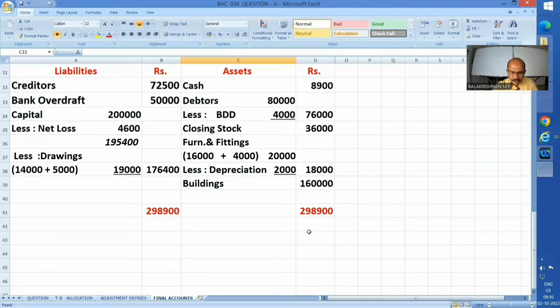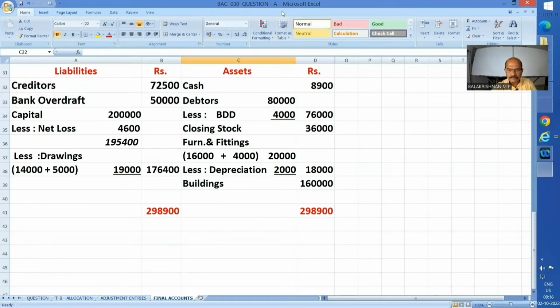Always have a firm grip on the techniques that I have told you. Accordingly, if you do it, any tallied trial balance has to invariably lead to a tallied balance sheet, provided you are sufficiently careful. That's all as far as this first sum is concerned.